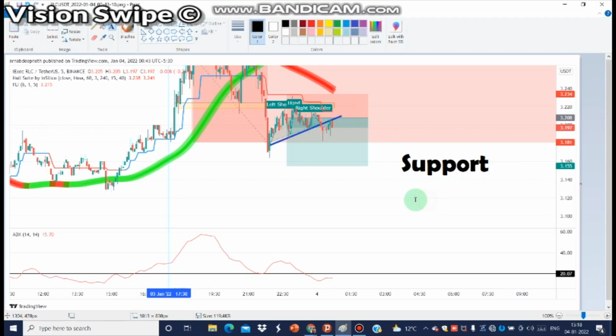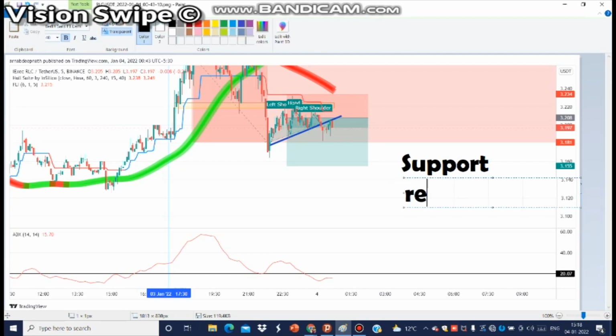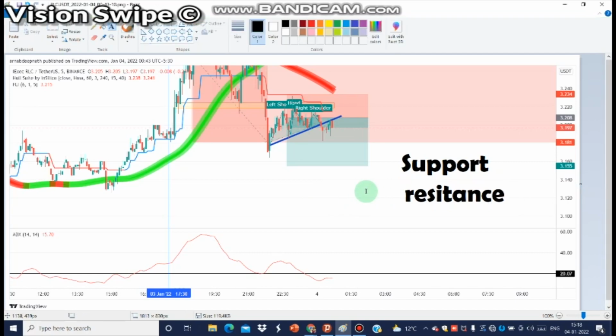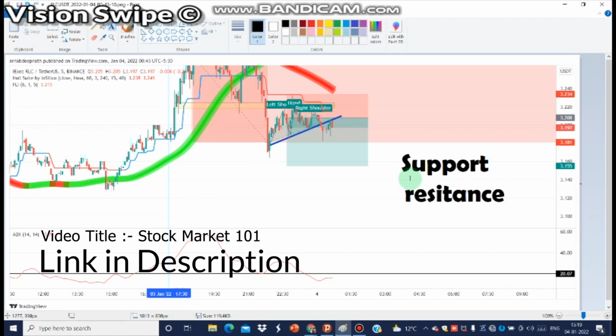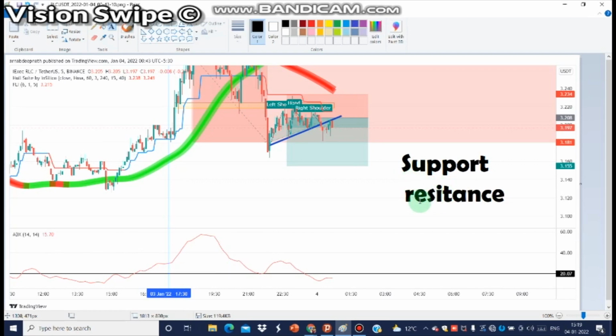That is support and resistance. If you are not familiar with these two words, then you can go through my Instagram profile. There is a 101 video regarding what support and resistance are. I will not go into much detail, but rather give a bird's eye view. So these are support and resistance.